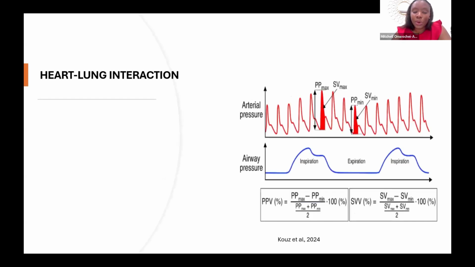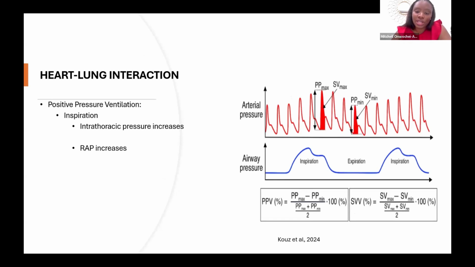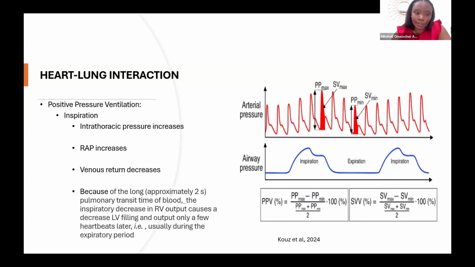So it's important to keep in mind the heart and lung interaction. Like I'm sure you already know, during spontaneous ventilation, the heart responds differently than when the patient is under positive pressure ventilation. So with positive pressure ventilation, with inspiration, your intrathoracic pressure increases, which causes your right atrial pressure to increase and your right-sided afterload to increase. And that, as a result, causes venous return to decrease.